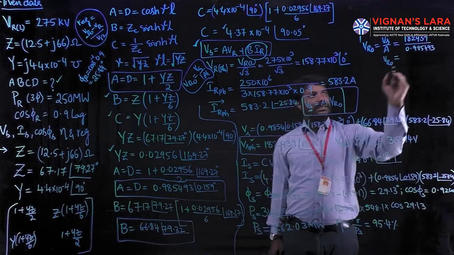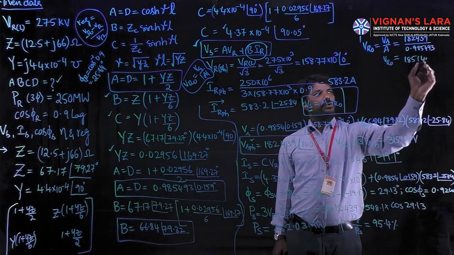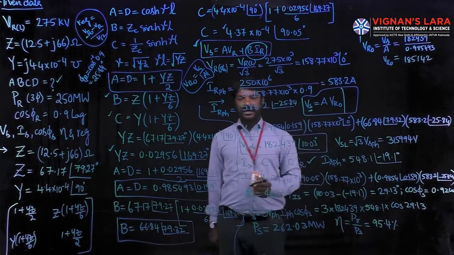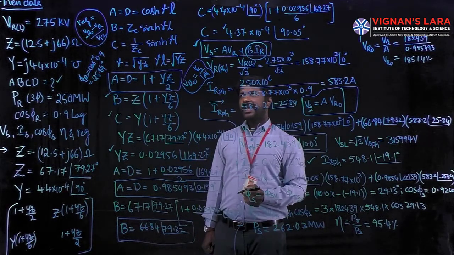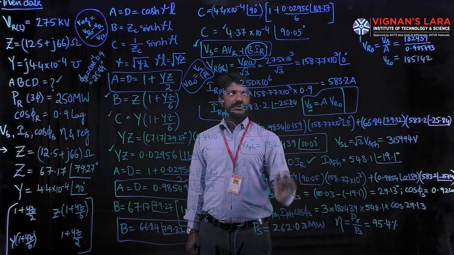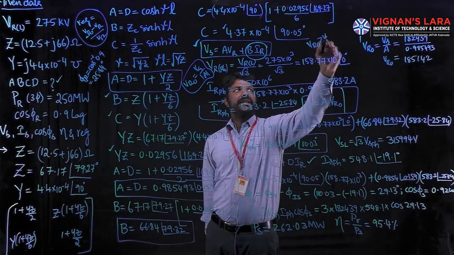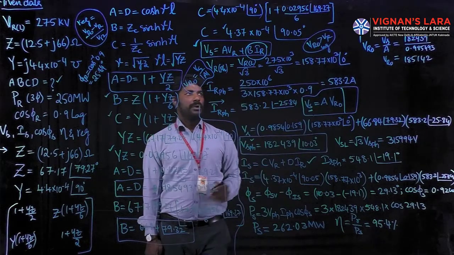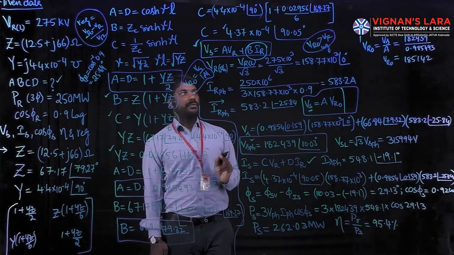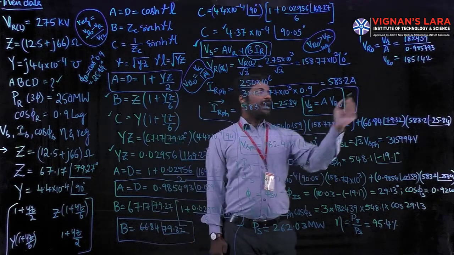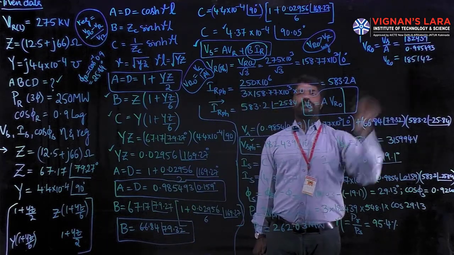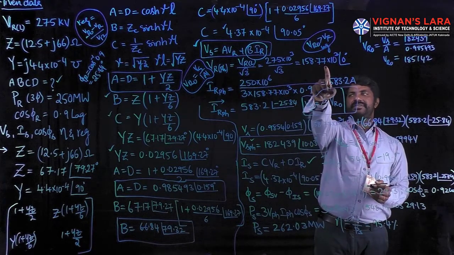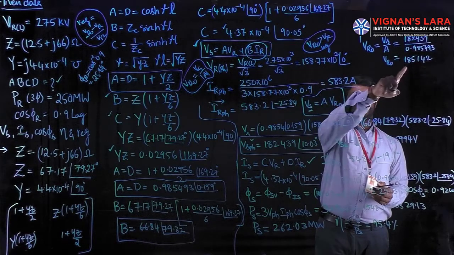VR0 value as 185,142. And theory also says that the magnitude of this VR0 should be greater than VR for lagging loads. This is applicable for lagging load. VR0 value should be greater than VR. Verify that VR0 and VR. VR0 value is 185,142, whereas the VR per phase value is 158.77, which is less when compared with VR0.